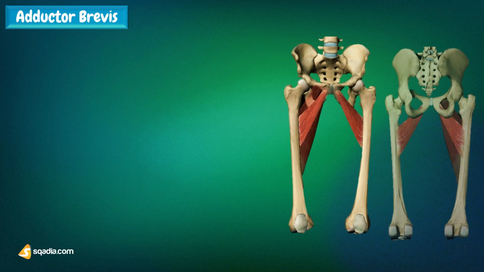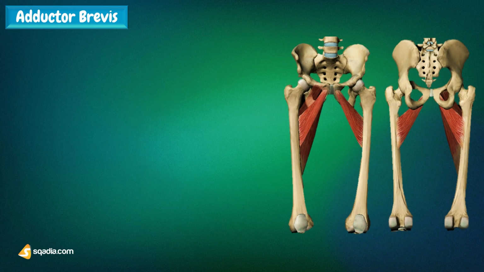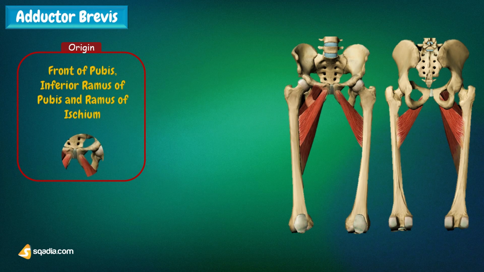The next muscle in the medial compartment of the thigh is the adductor brevis muscle. This muscle lies behind pectineus and the adductor longus muscle, but here you can see it alone on the left side. The fibers of this muscle originate from three sites on the hip bone: the anterior surface of the body of the pubis, the outer surface of the inferior ramus of the pubis, and the outer surface of the ramus of the ischium.